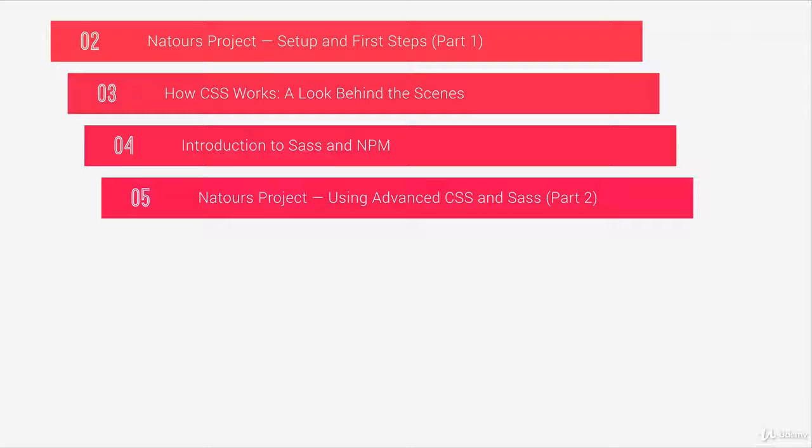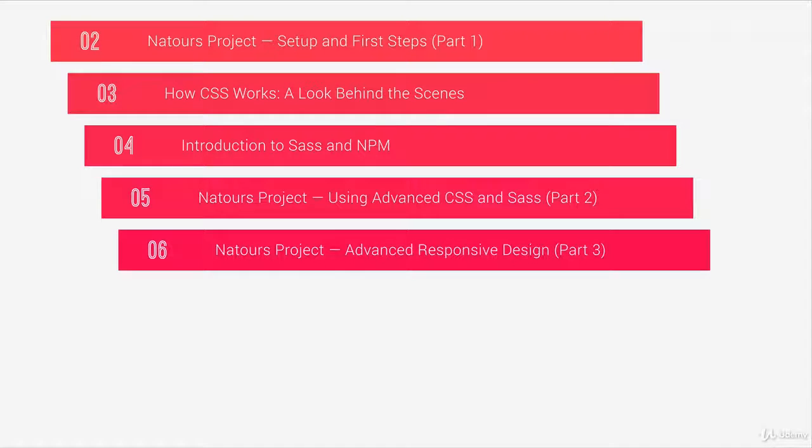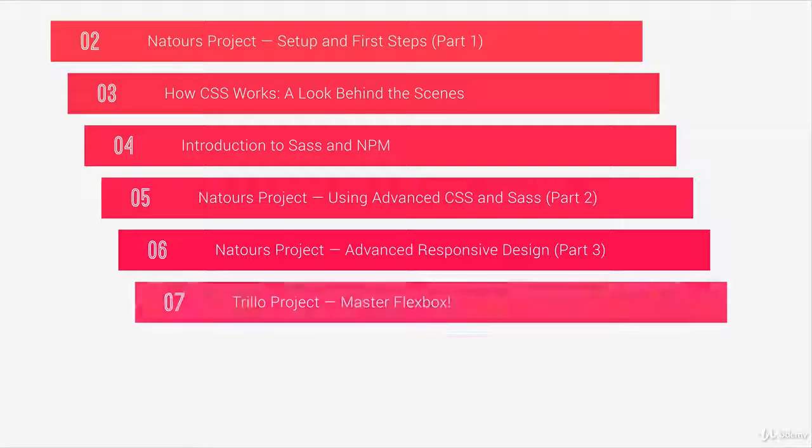Then, section 5 is the biggest part of the course. And this is where we will continue building the Natures project that I showed you, and where you will learn countless new CSS properties and features. After that, in section 6, we keep building the Natures project, but now with a heavy focus on advanced responsive design. In section 7, we then build a whole new project, this time using the immense power of Flexbox.